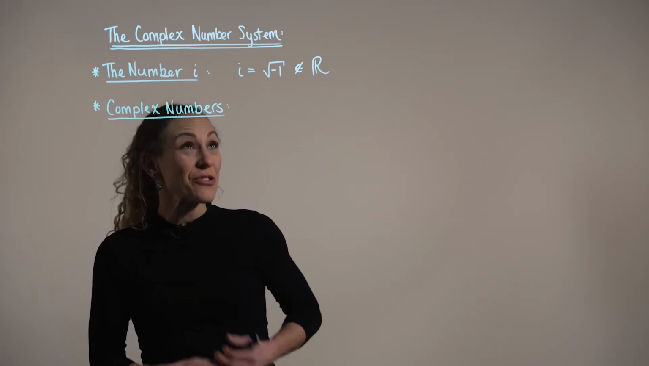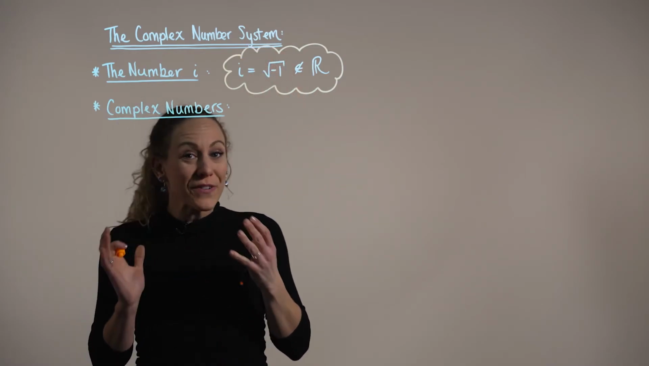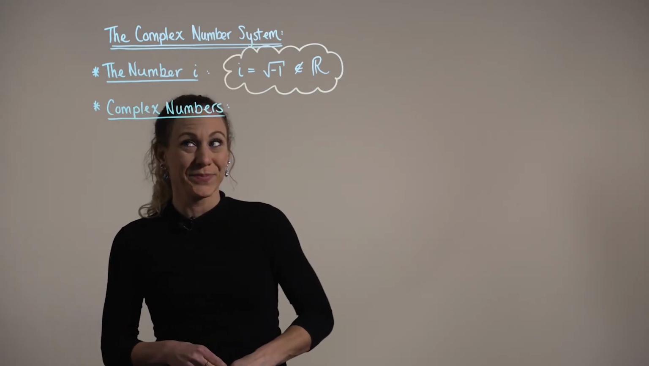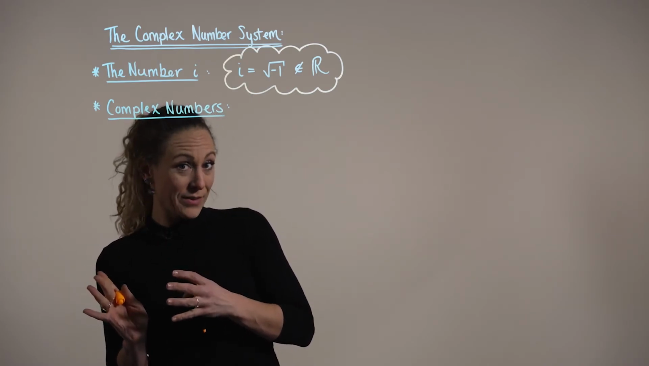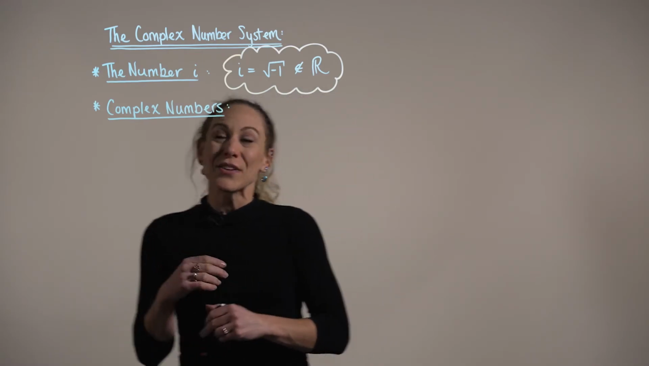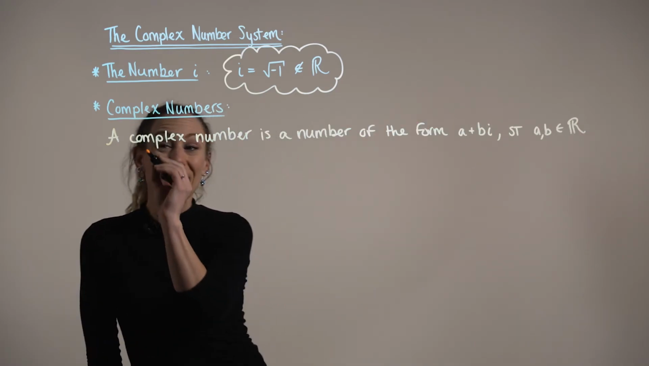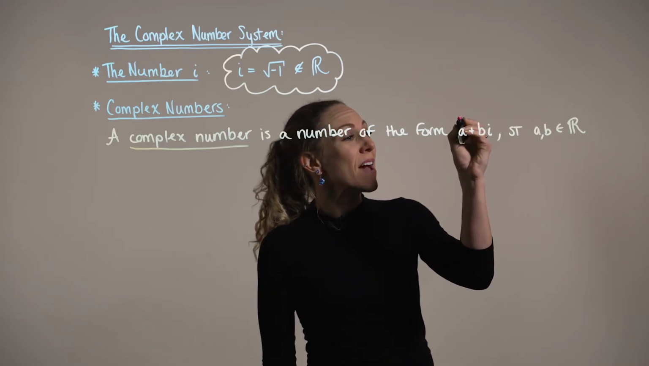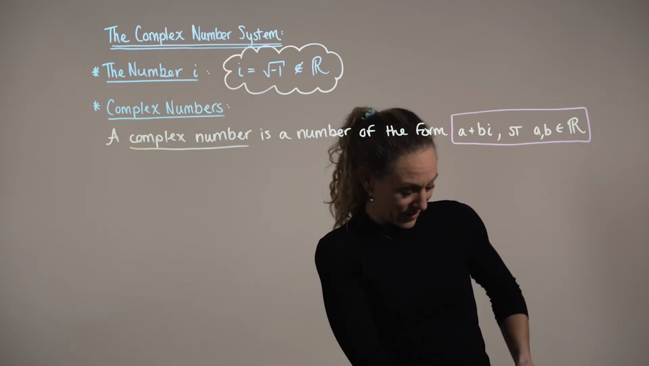So now that we have been introduced to this new non-real number i, we are officially ready to define complex numbers in our new complex number system. A complex number is defined as a real part plus or minus what we call an imaginary part, or a multiple of i. So we say that a complex number is a number of the form a plus bi, such that a and b are real numbers.